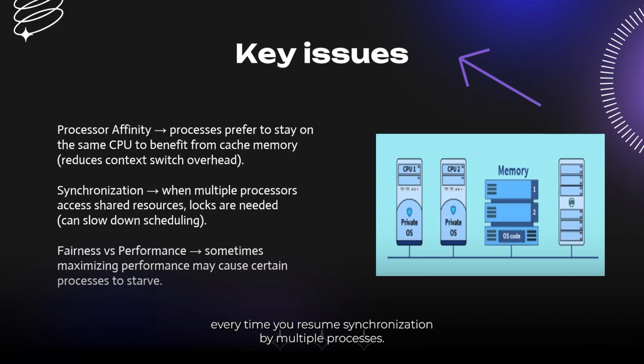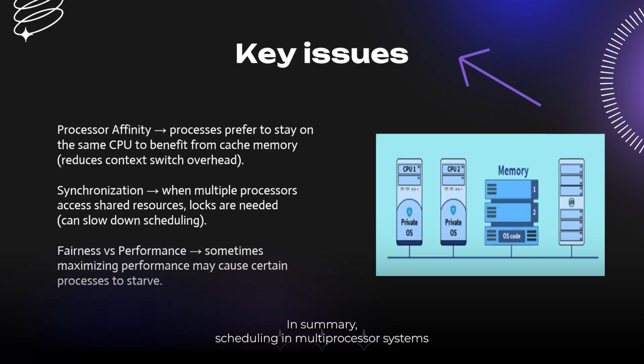Synchronization. When multiple processors access shared resources like files or memory, they need synchronization mechanisms such as locks or semaphores. These prevent conflicts, but too much synchronization can slow things down as CPUs might have to wait for one another. Fairness versus performance. Sometimes maximizing system performance can cause starvation, meaning certain processes wait too long or never get CPU time. The challenge is to balance fairness, giving every process a chance, with efficiency, keeping overall performance high.